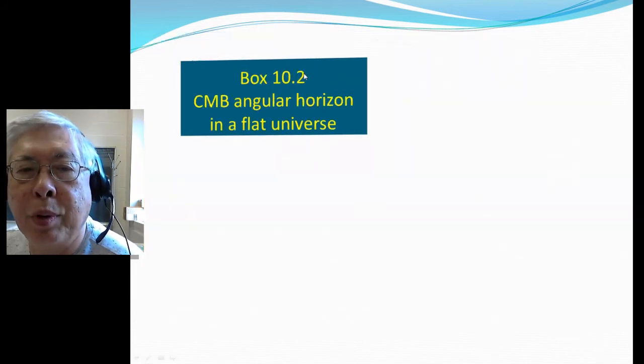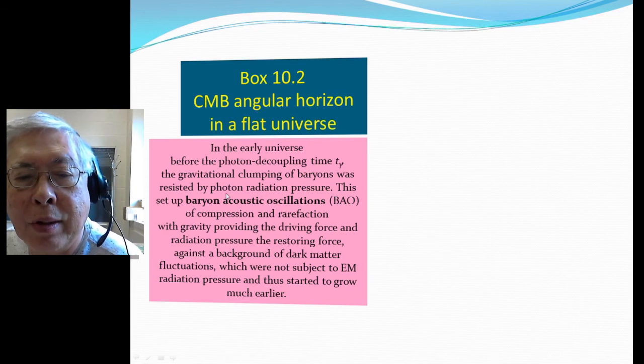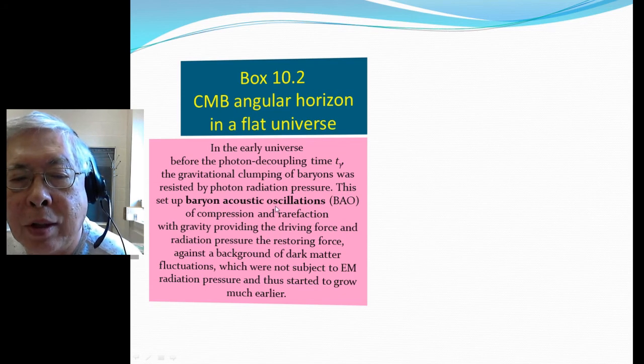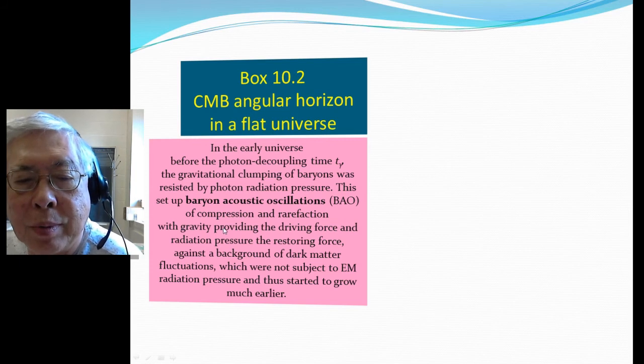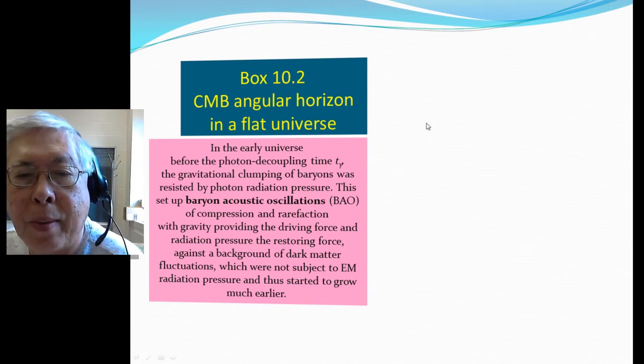So in box 10.2, we calculate the CMB angular horizon in a flat universe. In the early universe, before the photon decoupling time, the gravitational clumping of baryons was resisted by photon radiation pressure. This setup we call baryonic acoustic oscillation, of compression and rarefaction, in which gravity provides the driving force and radiation pressure the restoring force, against the background of dark matter fluctuations, which are not subject to electromagnetic radiation pressure and thus start to grow much earlier.